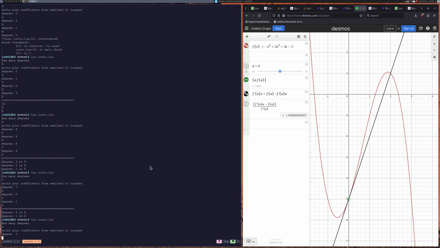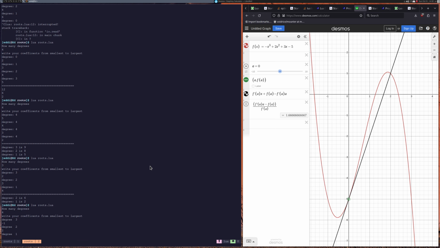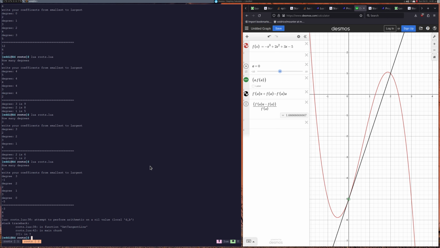It's 4. -1. 2, 3, -5. Attempt to perform arithmetic on nil value local DB in 38.